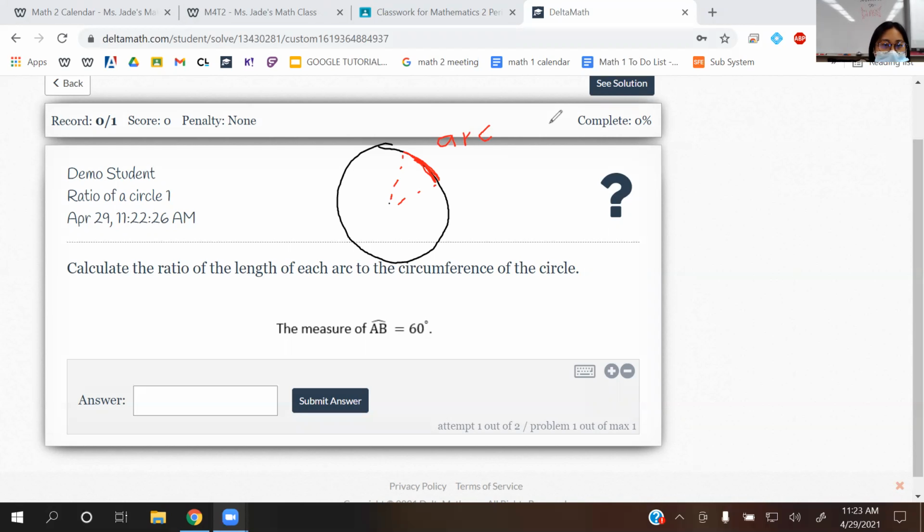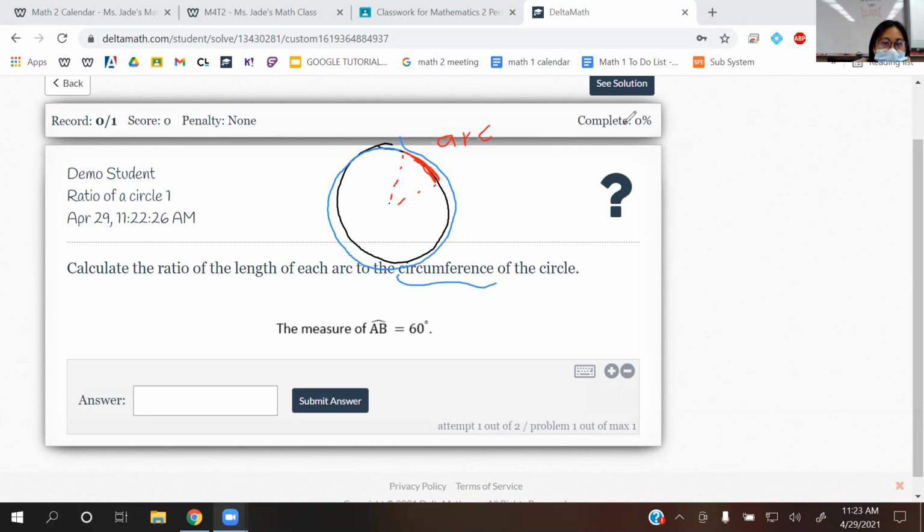And then if we're calculating the ratio of the length of each arc to the circumference of the circle, let me remind you what the circumference of the circle is. The circumference is the entire outside, so all of the crust of the pizza. If you think of the circle as a pizza, the circumference will be the entire crust part. So all of the outside, this is the circumference. I don't want to write the whole word, so I'm just going to underline it.